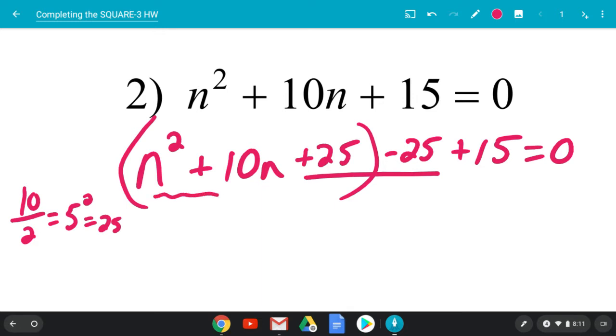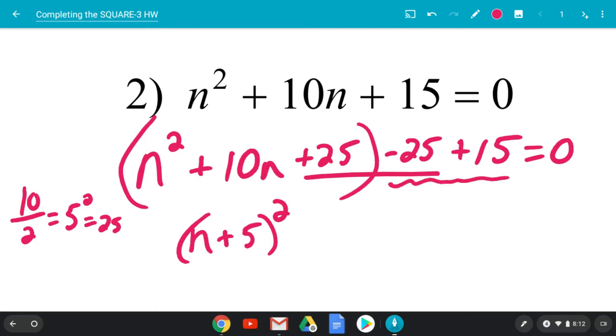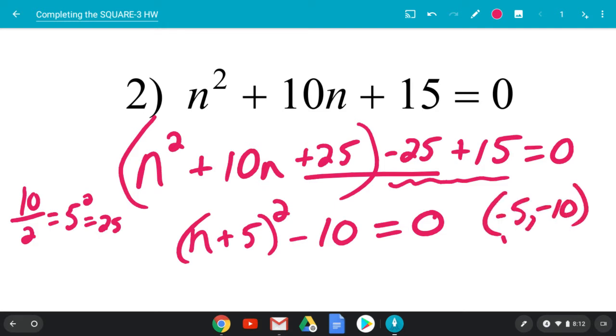Now, inside the parenthesis, I have a perfect square trinomial, which is really easy to factor. It will be n plus 5 quantity squared. Combine my like terms on the outside to get negative 10, and that equals 0. So now, at this point, I have completed the square. And I can see that my vertex will be negative 5, negative 10. That will be my vertex. But I haven't solved this particular problem yet.